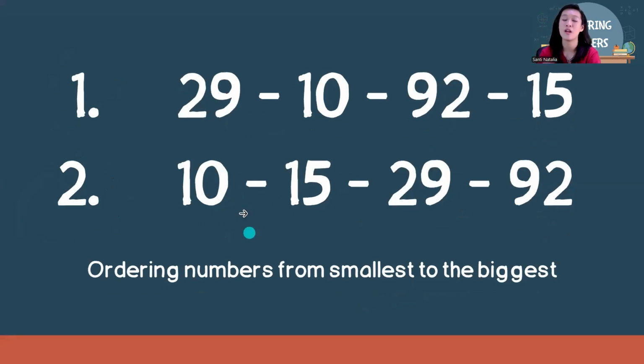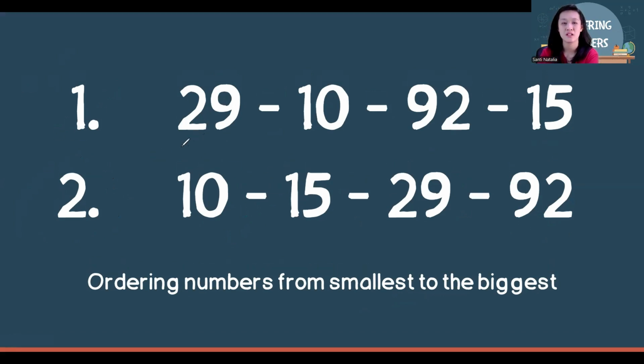Ordering numbers from smallest to the biggest. Smallest. Let's check number 1. 29, 10, 92, 15. Smallest. Is number 29 the smallest? No. Is number 15 the biggest? No. So number 1 is wrong.